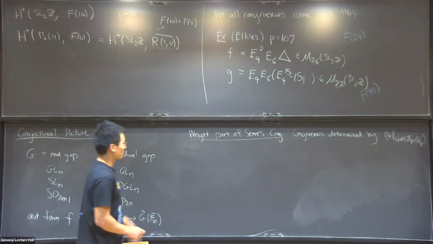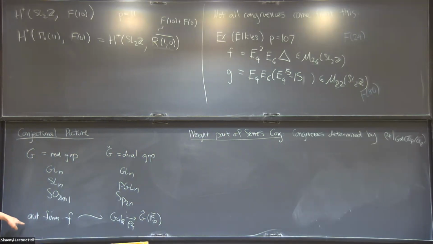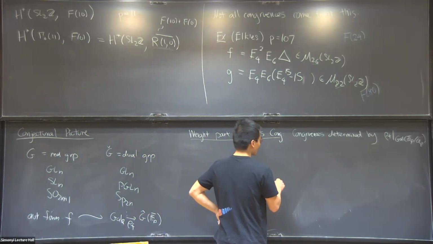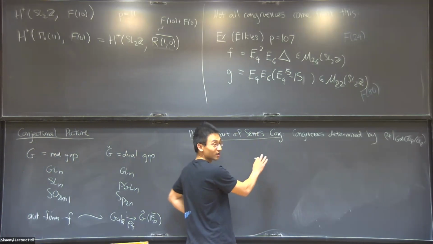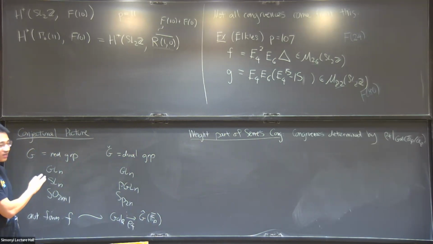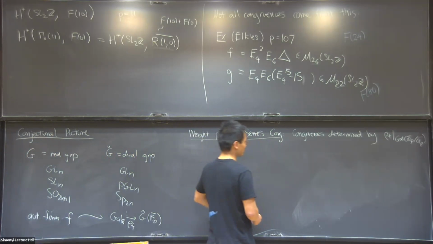What kind of automorphic form do you have? Homological, so cohomology, you have the locally symmetric space. G is not necessarily split. The split case is interesting enough, but it's not necessarily split.